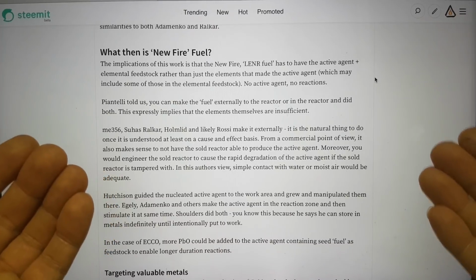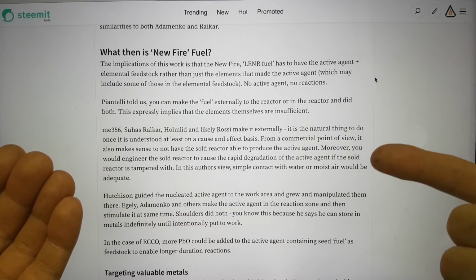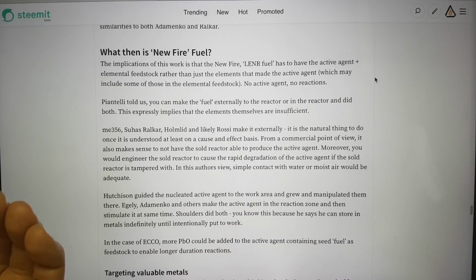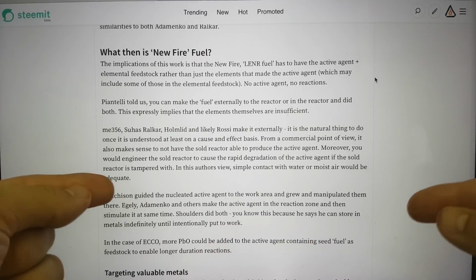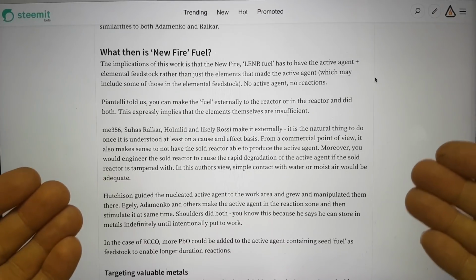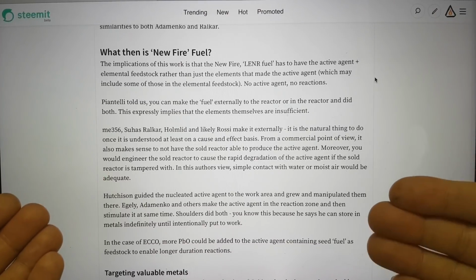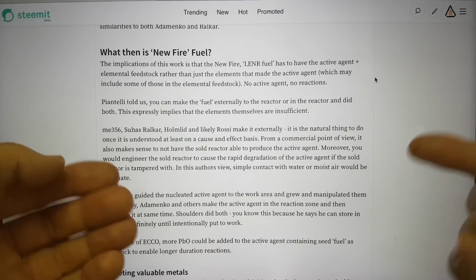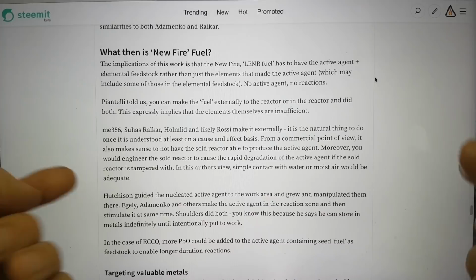Because really, from a commercial point of view, it makes sense to not have the sold reactor able to produce the active agent. Moreover, you would engineer the sold reactor to cause rapid degradation of the active agent if the sold reactor is tampered with. In this author's view, simple contact with water or moist air would be adequate.